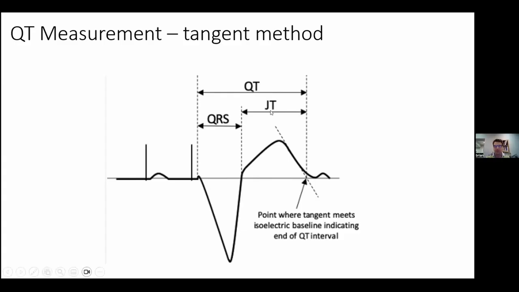So how do we measure the end of the T wave? Well, the first thing we do is that we find the steepest part of the T wave and we draw a tangent through there, right the way down to the isoelectric line of the electrical activity in the heart.